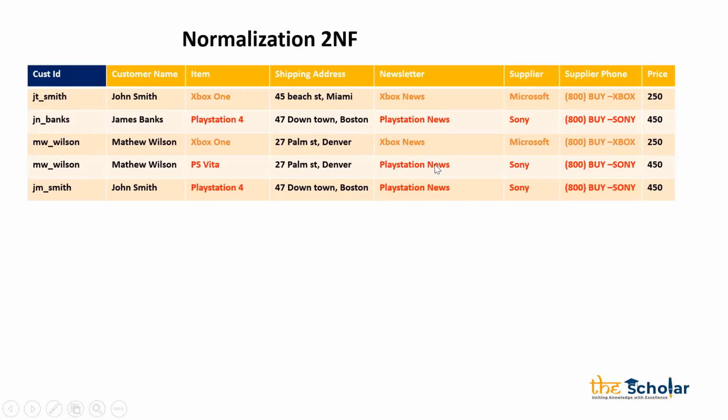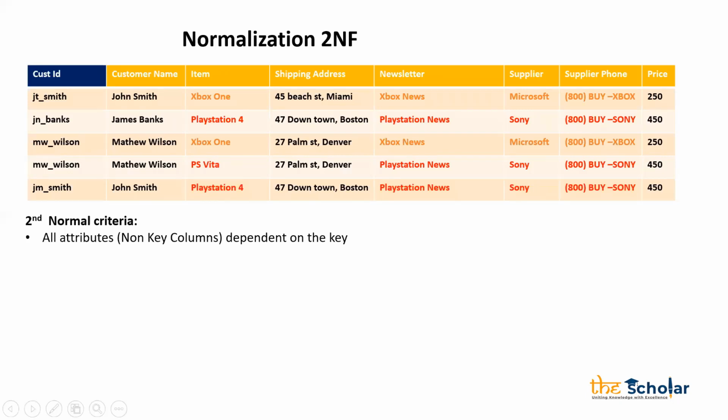Now this is my first normal form. This table has already achieved first normal form, right? Now I want to achieve my second normal form on this only. Now, second normal form has some criteria as well.